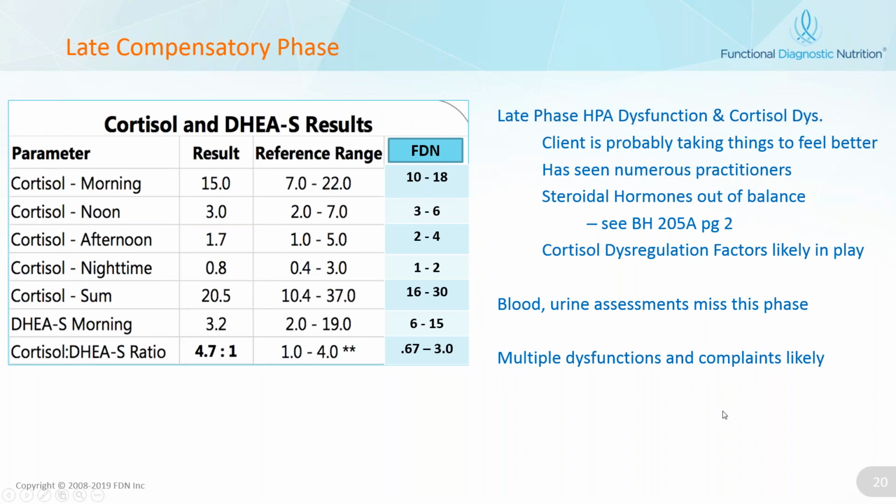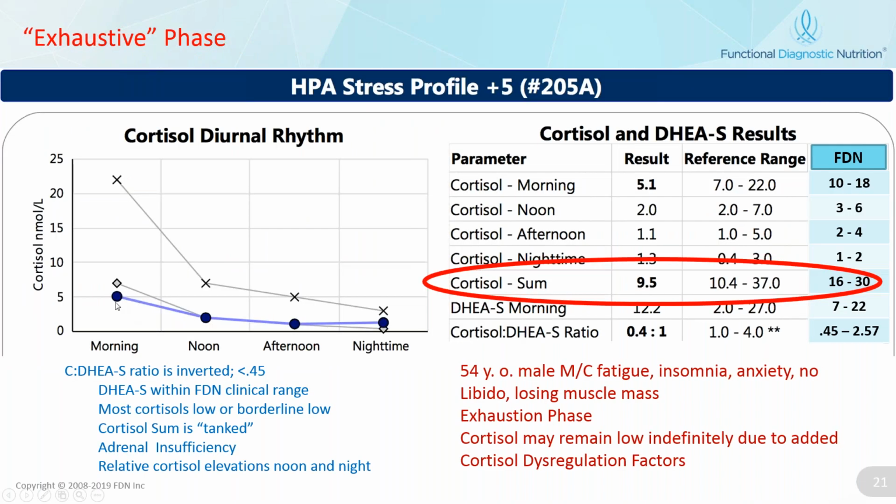And now we're going to look at another one here where the cortisol sum is only 9. You can see on the graph, everything's below the reference range or at the very bottom of the reference range. This was another male, 54 this time, main complaint: fatigue, insomnia, anxiety, no libido, losing muscle mass. At 54, that's pretty sad. I wouldn't want to be that way, and I would want to help this guy and fix him.